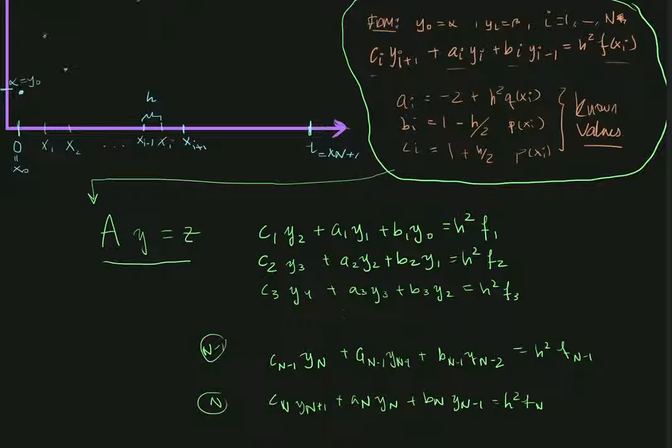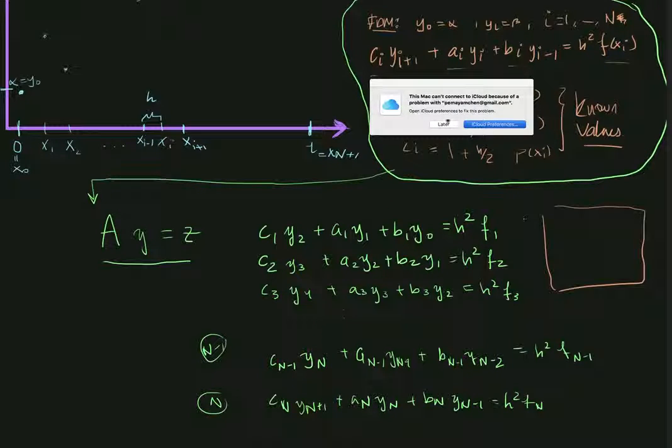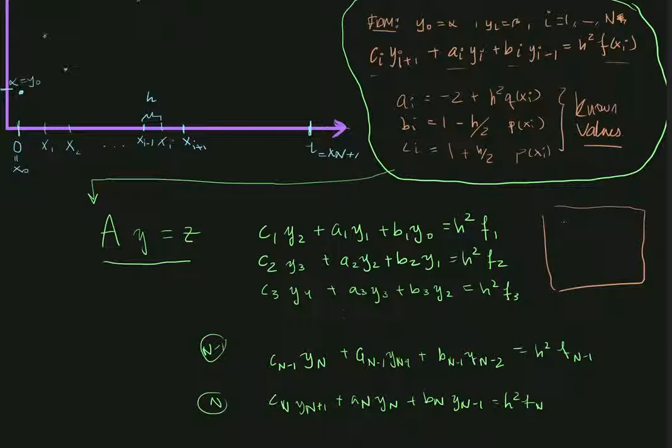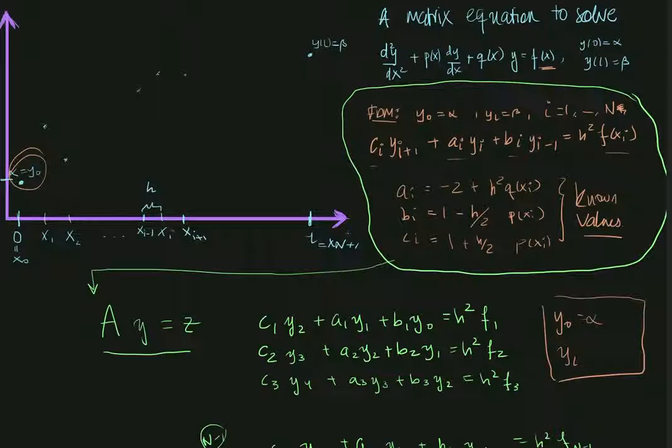Now we want to be able to change this system into a matrix system. First of all, what is the reason for that? Well, what we know based on our boundary conditions is that Y0 is equal to alpha, right? And we also know that Y n plus 1 is equal to beta.